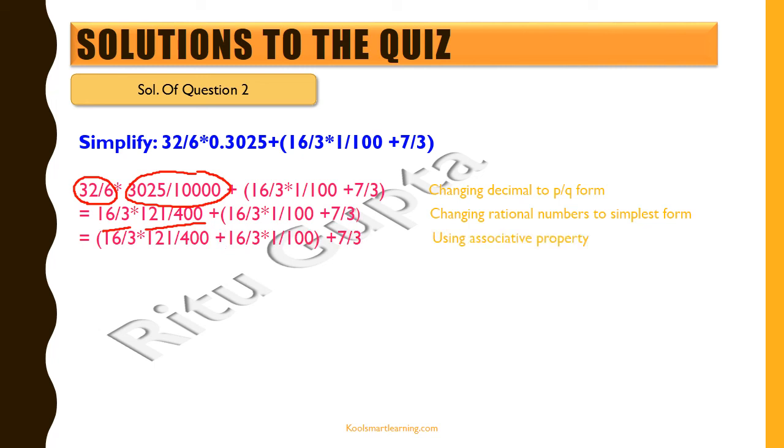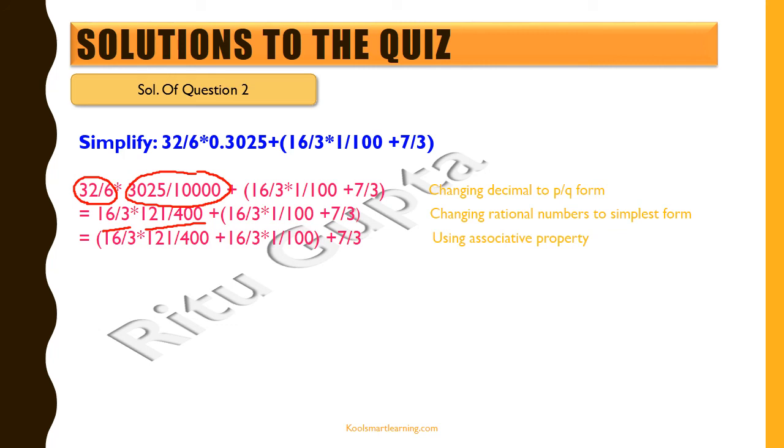So now we use the associative property, which says that we can change the order of operation. We can move the brackets and we can change the order. This is true only for addition. So here, since we are performing all additions, we can use the associative property easily. And why do we actually do that?